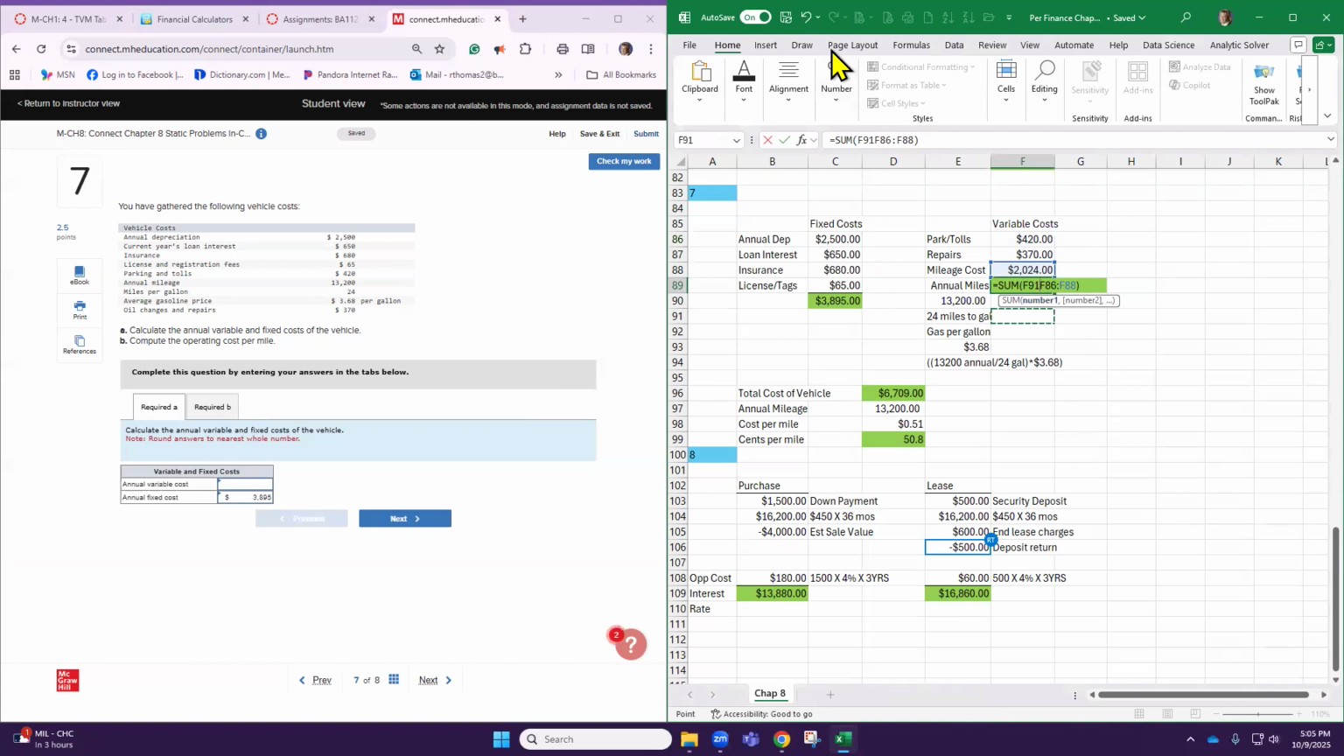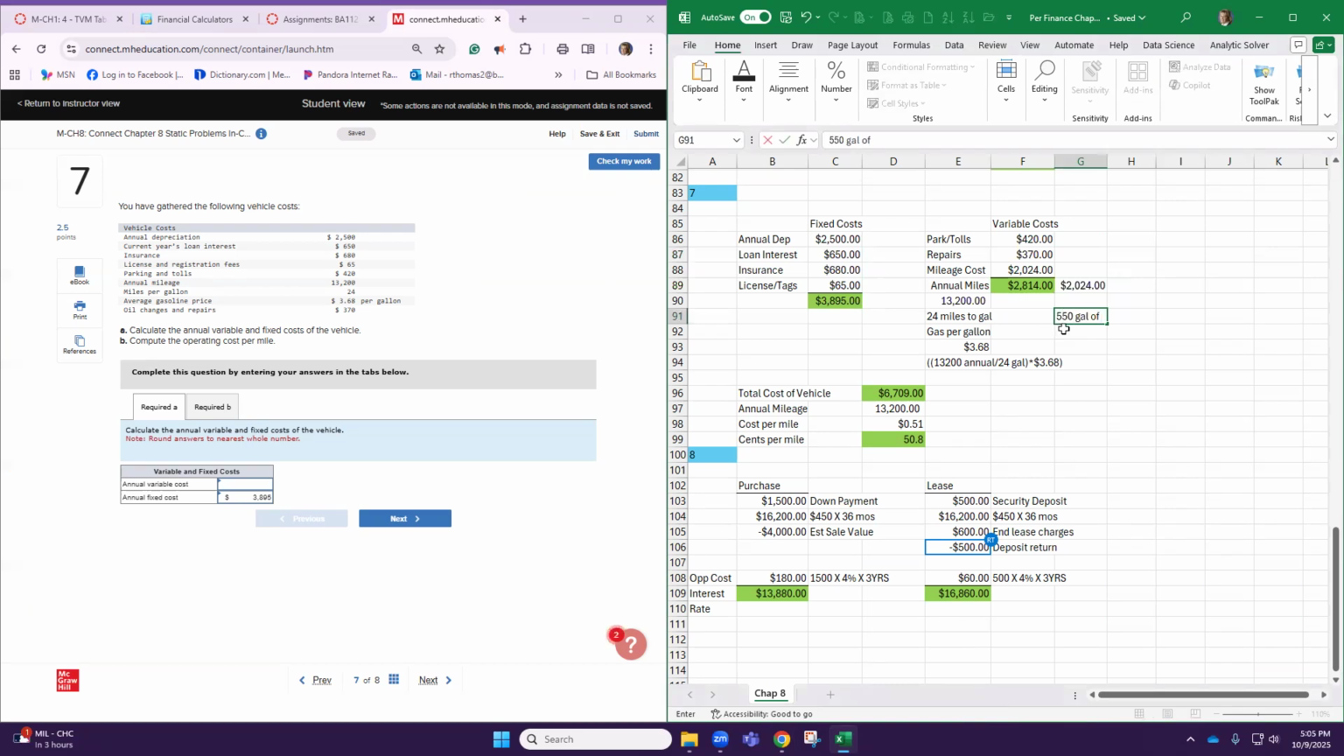So here is the calculation. We're going to take the average amount of mileage, 13,200 miles, divided by 24 miles to a gallon. So how many gallons is it going to take? I didn't put that in as an intermediary step. So let's see, 13,200 divided by 24. We're looking at 550 gallons of gas. Okay, so there you go.